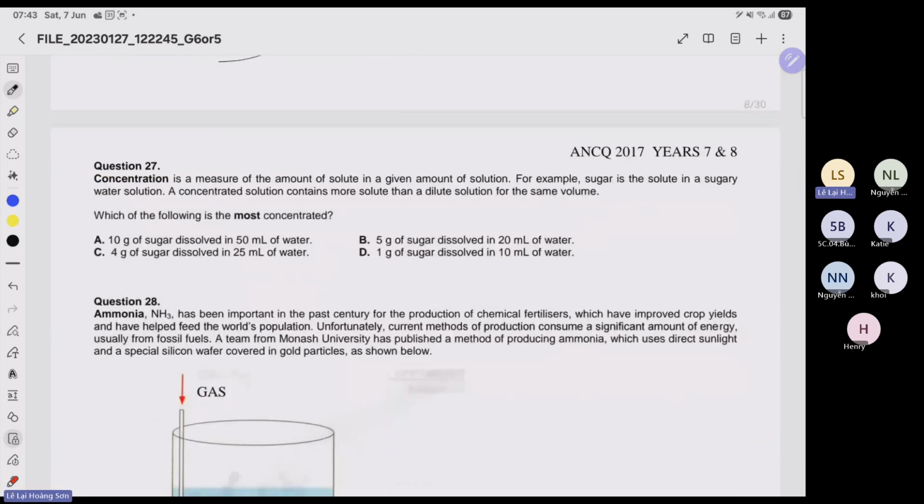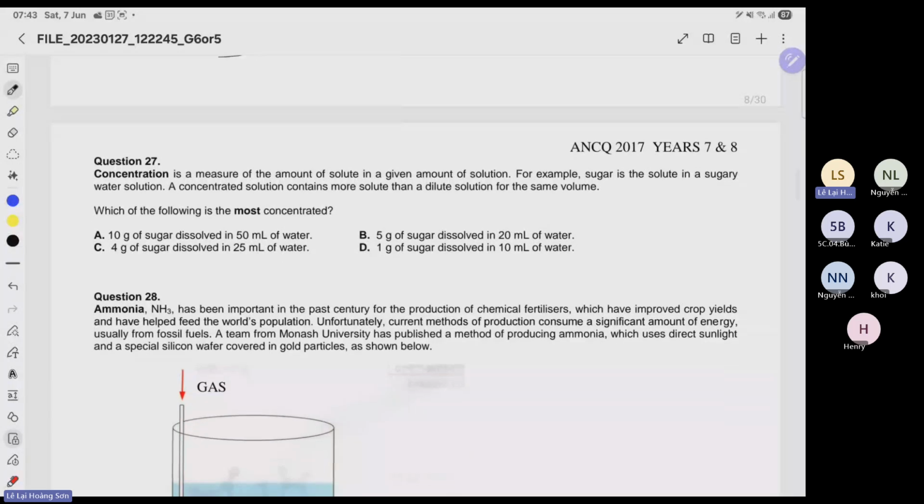All right, moving on to question number 28. Concentration is measured by the amount of solute given in the solution. For example, sugar is the solute of sugary water, and so on. Concentration contains more solute than the other, and so on. All right, which is the one that is most concentrated?